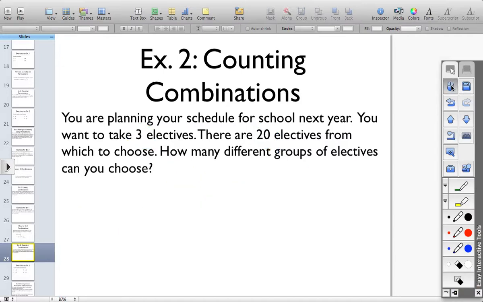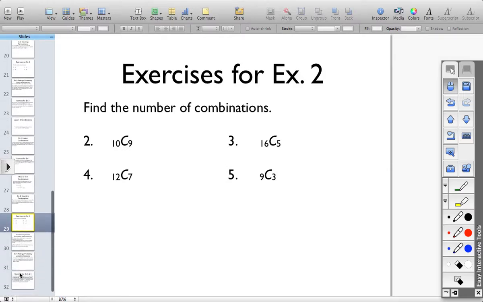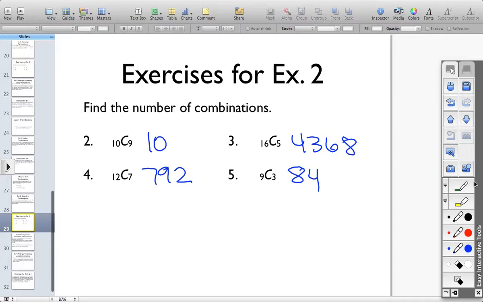All right, take a look at your exercises. Pause so that you can type these all into your calculator, and then you'll be able to move on. When you're ready, hit play. All right, circle the one you have answers about, and then we'll talk about them in class.